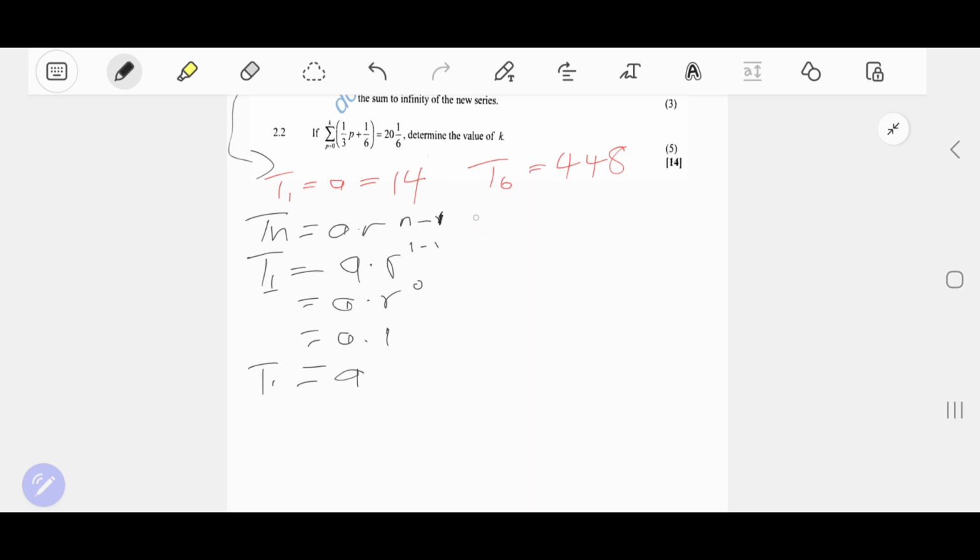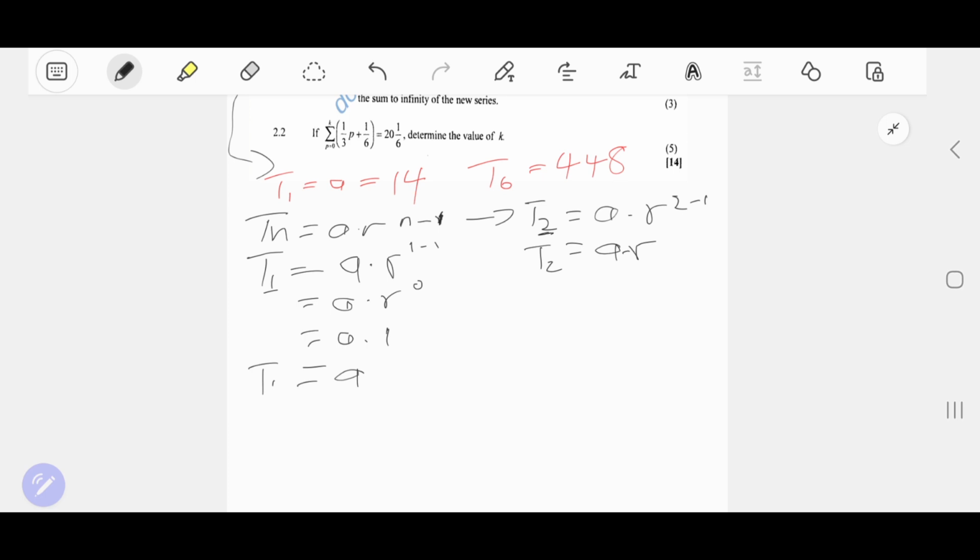For term number 2, people, T2 will be represented by a multiplied by r, and where you see n, you substitute your position, 2 minus 1. You can see that T2 is given by a multiplied by r.